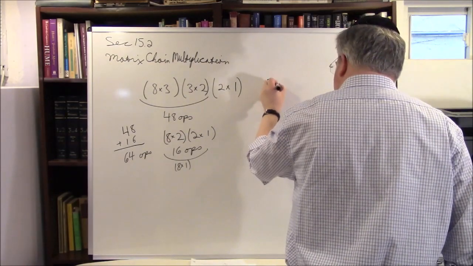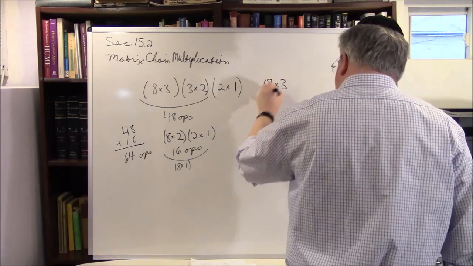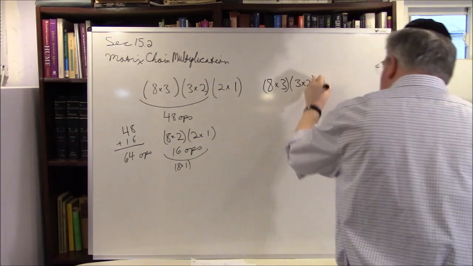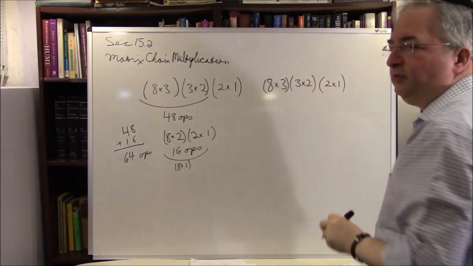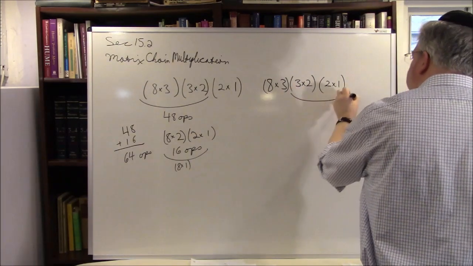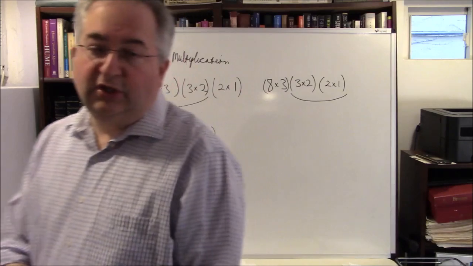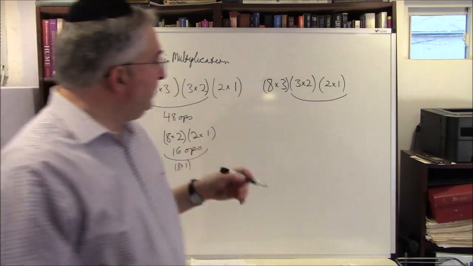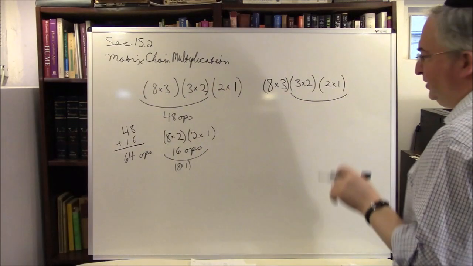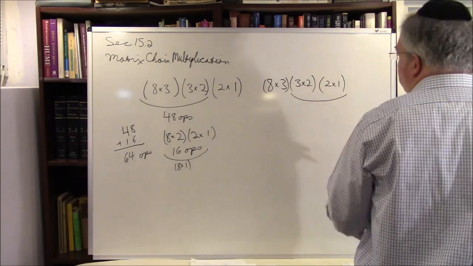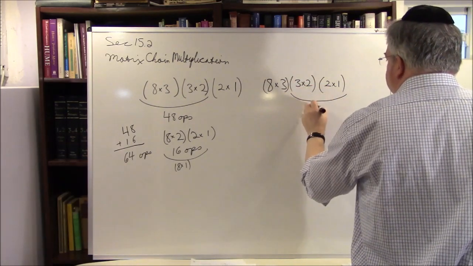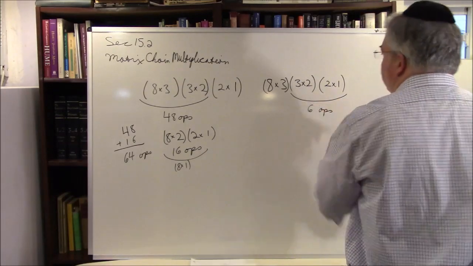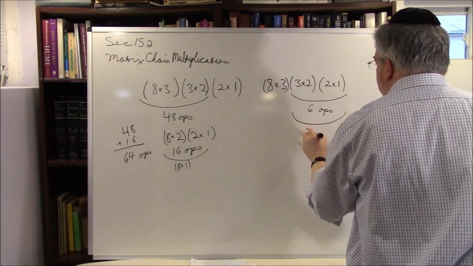You see, there's another thing you could do also. 8 times 3, 3 times 2, 2 times 1. You can multiply these two first. Matrix multiplication is associative. Associative means it doesn't matter where you put the parentheses, you're going to get the same answer. But let's see how many operations it takes. 3 times 2 times 1 is 6 operations. And you're going to get out of this a 3 by 1 matrix.